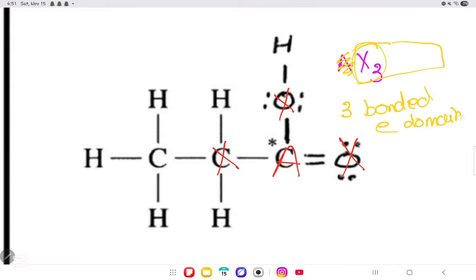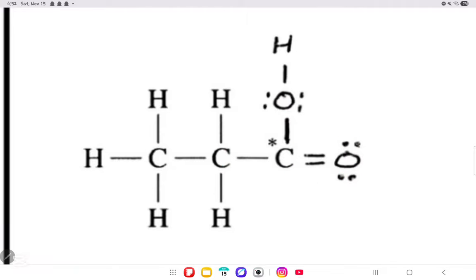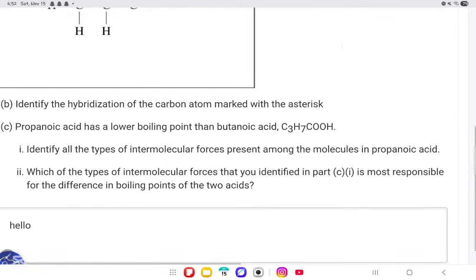So what does this mean? This means I should have 3 electron domains. So it's going to be what? It's going to be sp2. Why? Because I have 1 plus 2, so that will make for me 3 domains. Okay, so that is it for part B. We'll move on to part C.